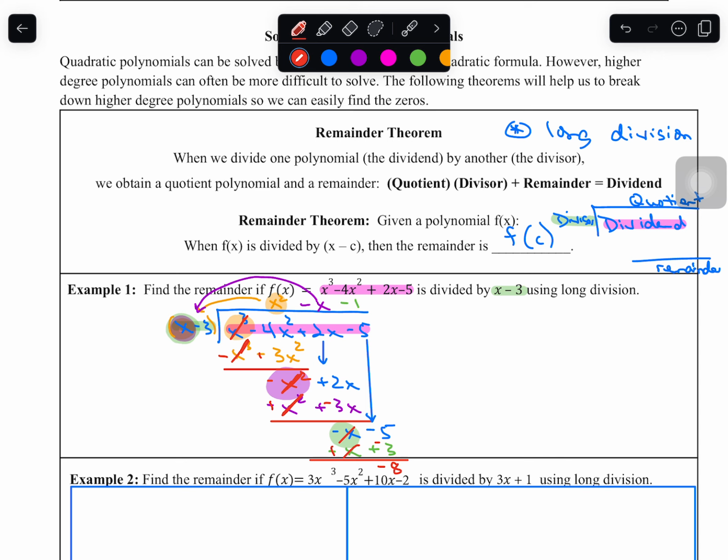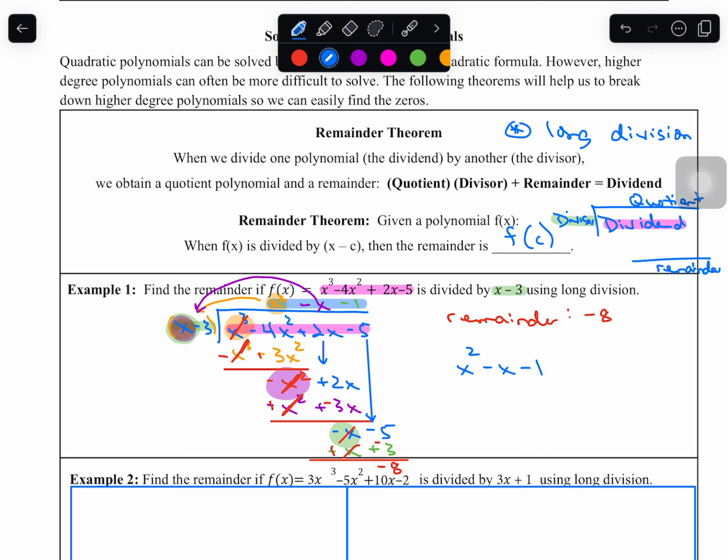So how do we write this answer? This says to find the remainder, so all I would have to do is write the remainder is negative 8. But if the question asked what was the quotient and remainder, then you write the quotient, which would be the stuff on top. That's the first part of the answer. So this would be x squared minus x minus 1.